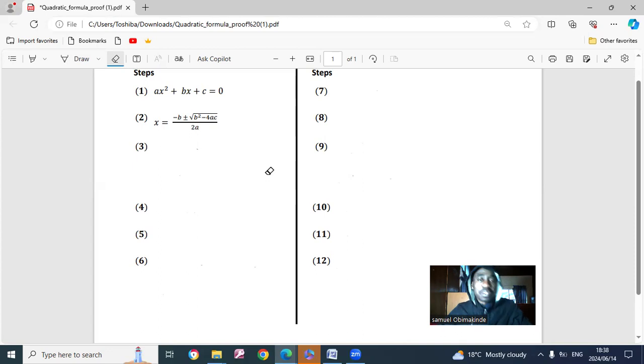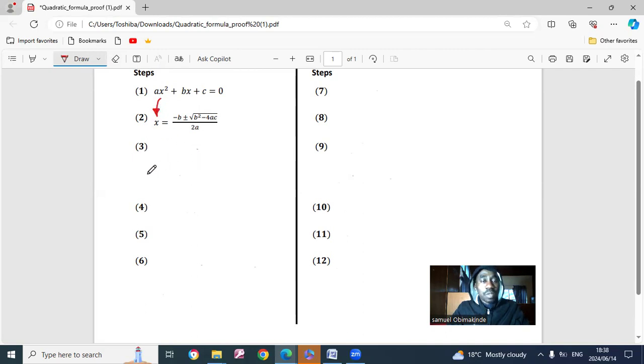Now, before we move to the next step, I want to remind you that when solving a quadratic equation, there are several methods that you can use. You can apply factorization. You can apply the quadratic formula you have here. You can apply completion of squares, and you can use the graphical method. Now, to get from this general form of quadratic equation to the quadratic formula, from here to here, we will have to apply the completion of squares method.